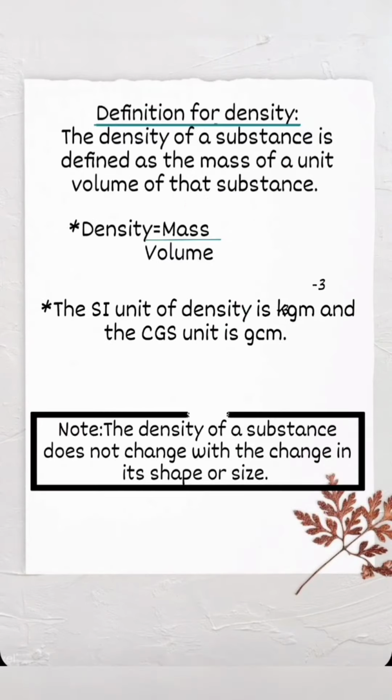So now we are going back to our topic, density. So as we were saying, density of a substance is the mass of a unit volume of that substance. And density does not change with changing shape or size. The SI unit of density is kilogram per meter cube and the CGS unit is gram per centimeter cube.